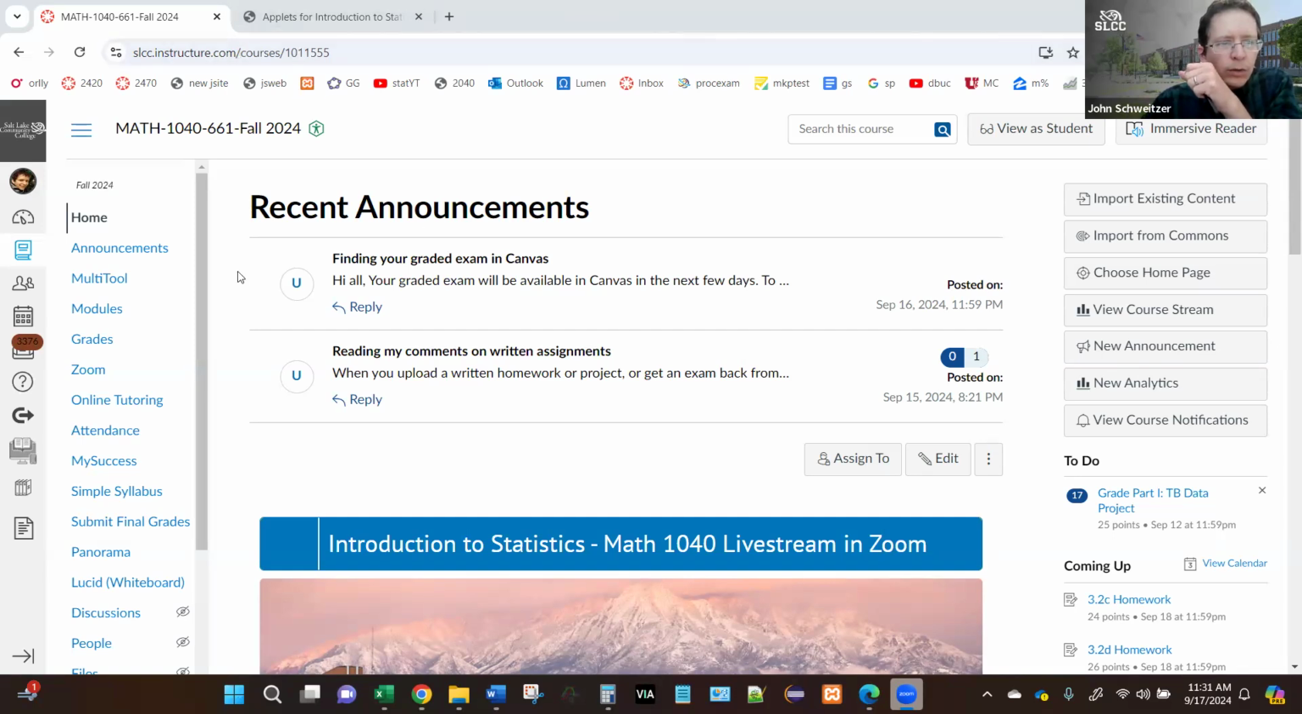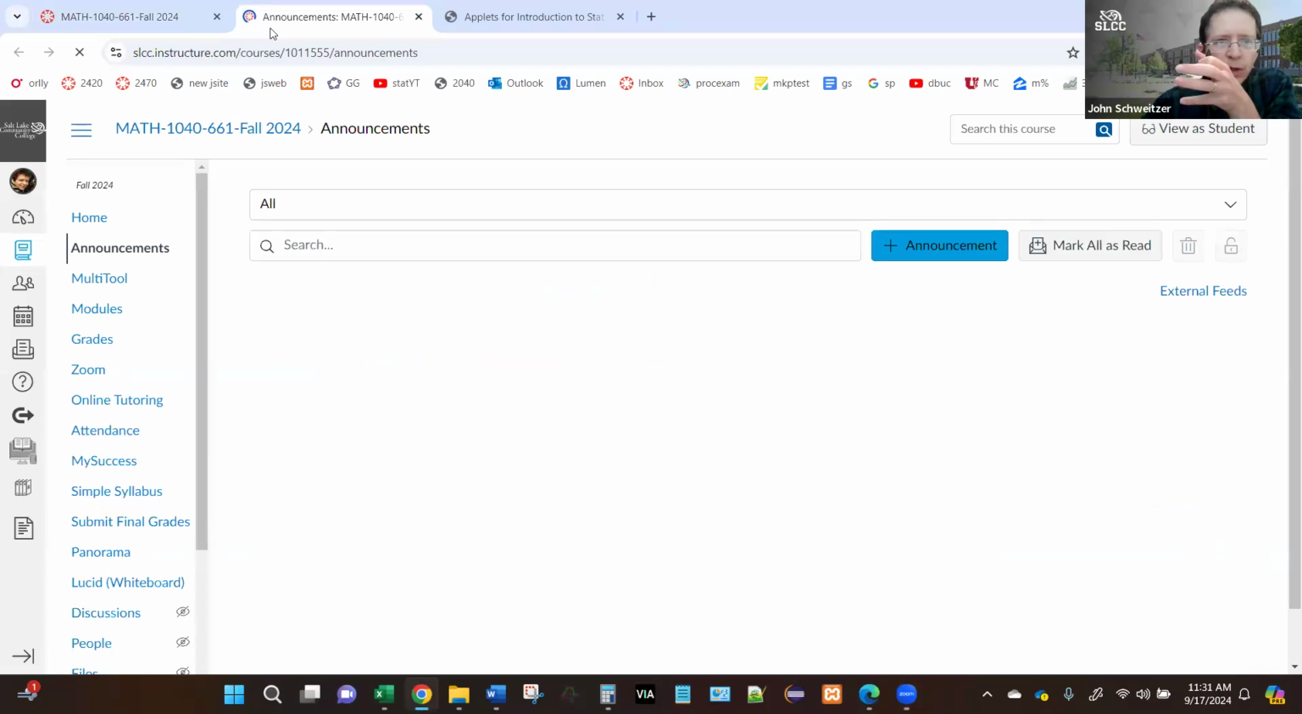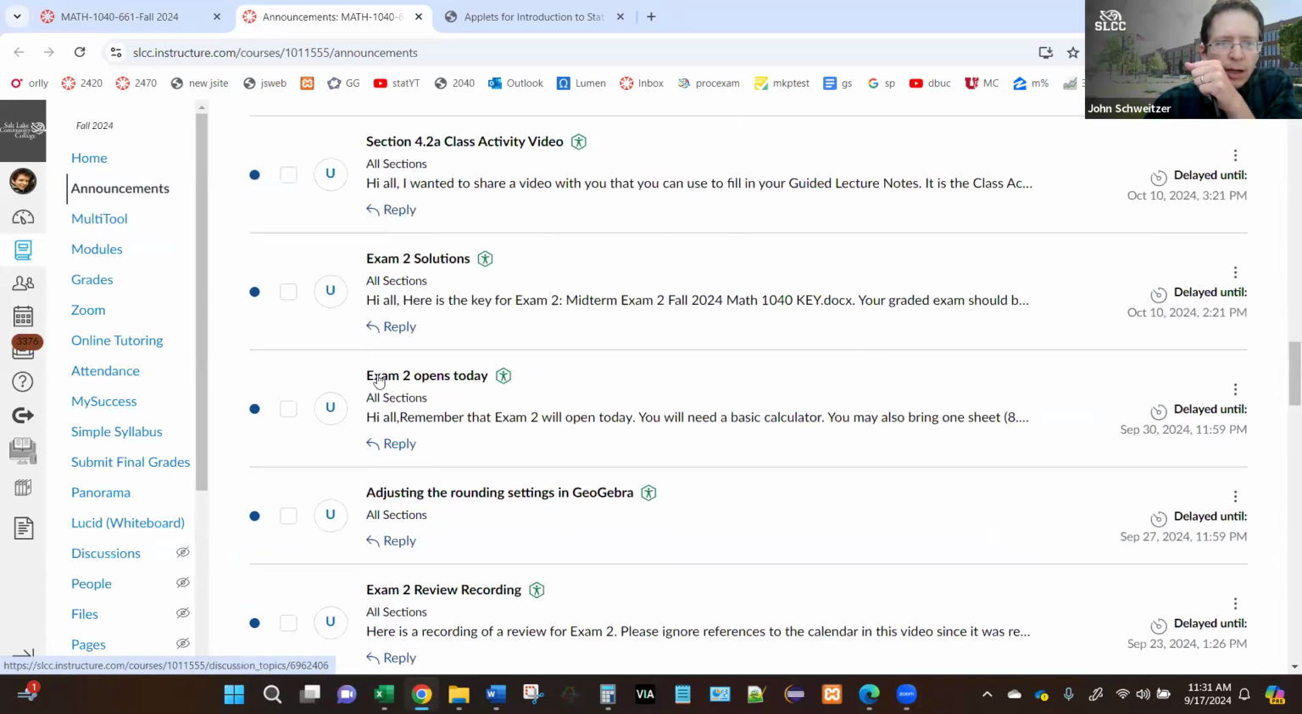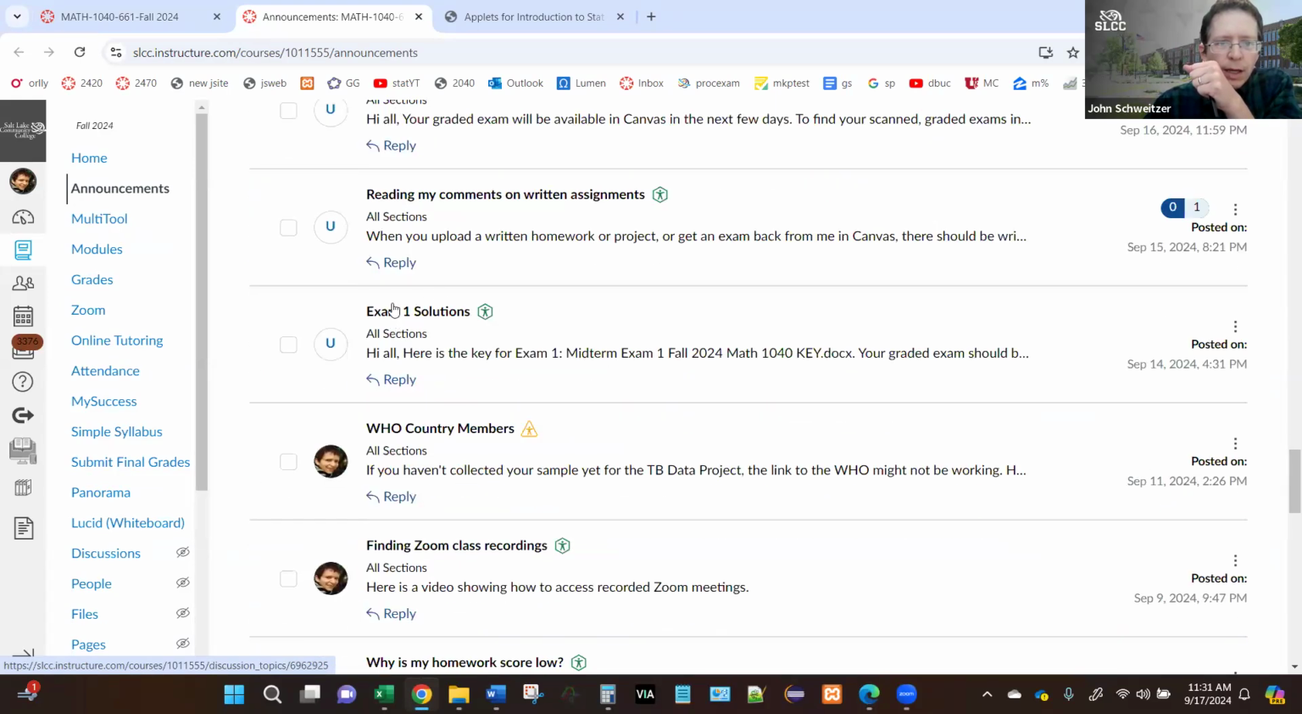Then when you're looking at your graded exam, just make sure the points add up correctly. See if there's anything that you don't understand about the grade. If you have any questions, let me know. I have the exam one solutions here. I made some minor comments on your exams, but if you want to see the full solution, it's available right here in this document.